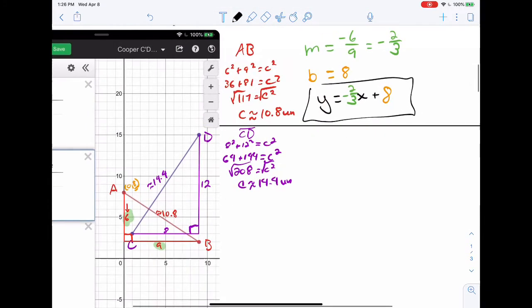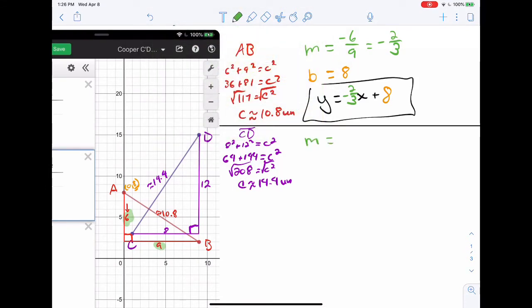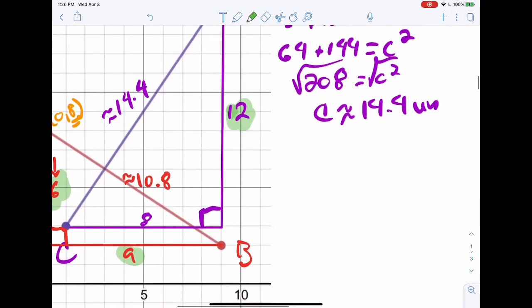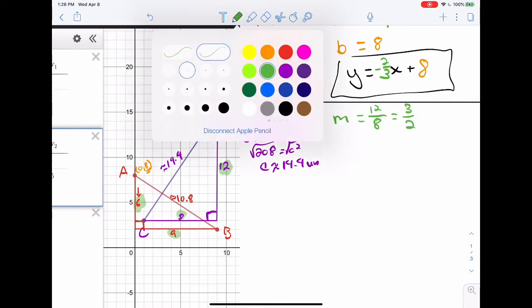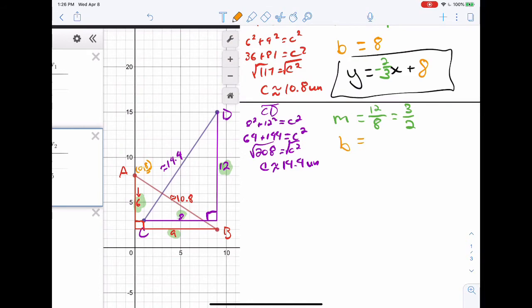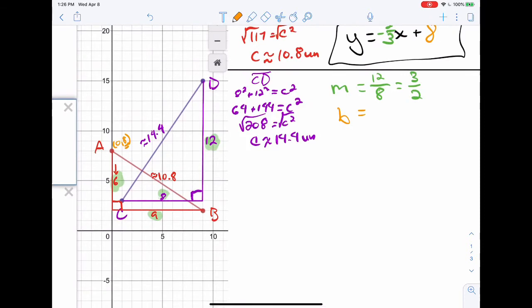Okay, now CD gives us m because we already have that slope triangle. So the rise is 12 and the run is 8, both positive. So m equals 12 over 8, and that simplifies to 3 over 2. What about b, the y-intercept? As we can see, the segment comes short of crossing the y-axis. So we have to extend that line in order to identify what that y-intercept is. You can also use some substitution to do this without extending the line if you'd like to do so.